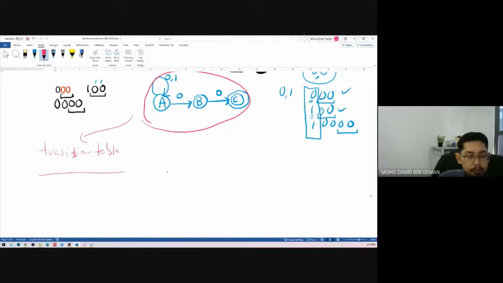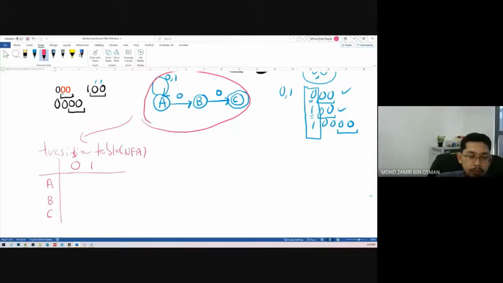It's very simple. What we need to do is just map whatever is in the diagram that you drew, okay? So we have the input here, 0 and 1, and also all the states A, B, and also C here. So this is the transition table for the NFA.